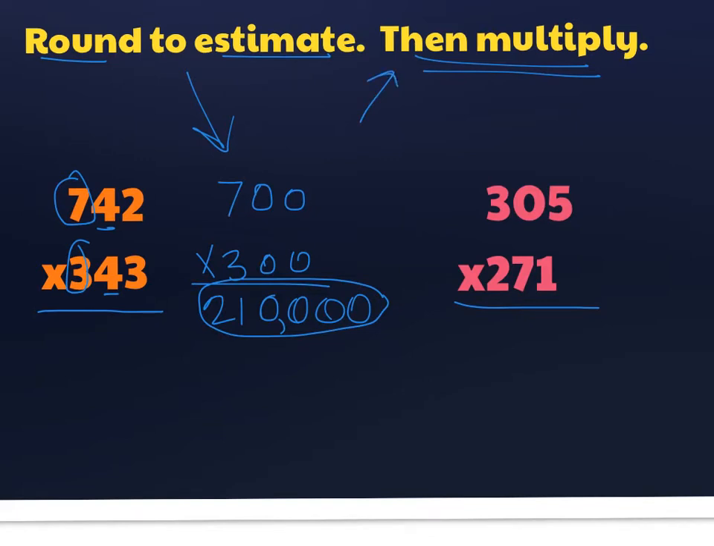So what I do is I multiply by the ones first. Let me erase all this. Okay, I want to multiply by the ones first. 3 times 2 is 6. 3 times 4 is 12. Carry the 1. And 3 times 7 is 21 plus 1 is 22.